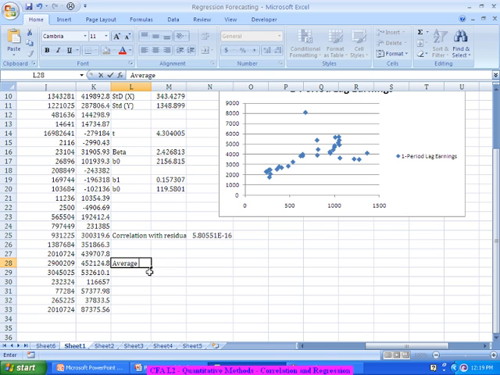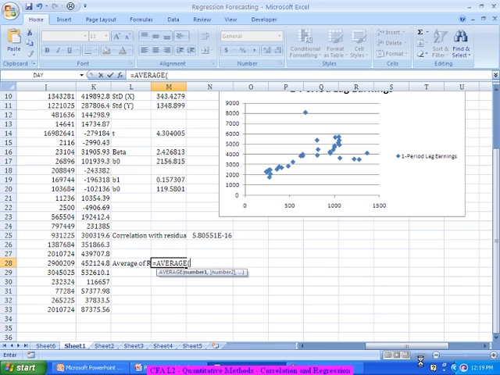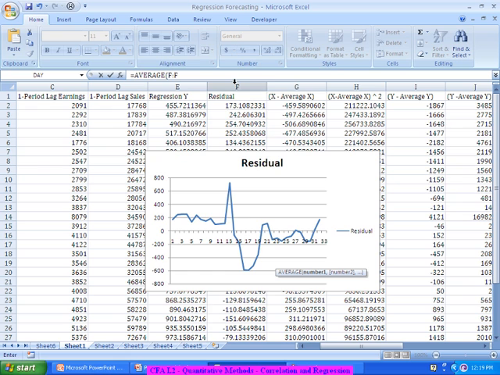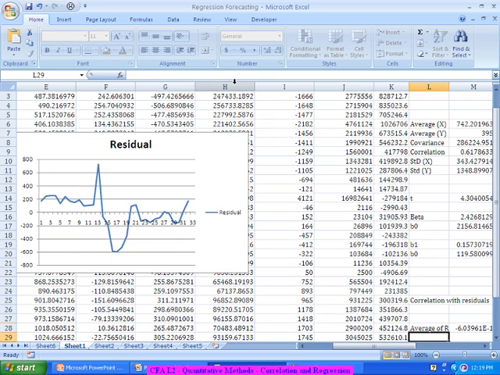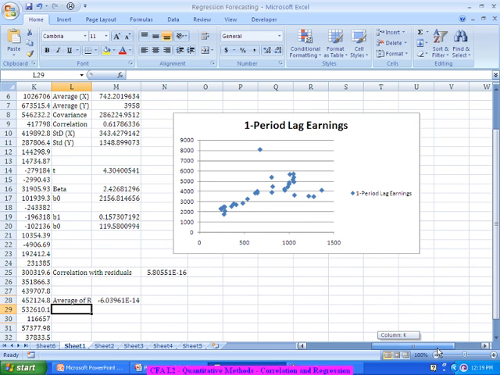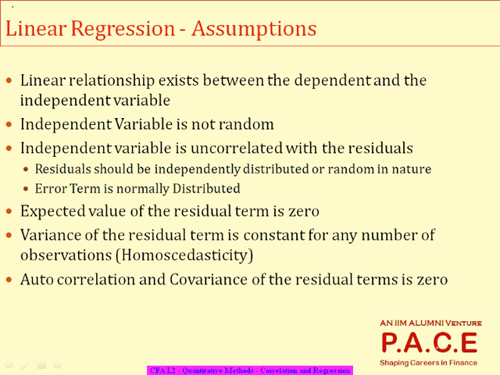The average of the residual should be very close to 0. The expected value of the residual term should be very close to 0. Again, you see a very small value, 10 to the power of minus 14. So the expected value of the residual is also 0.